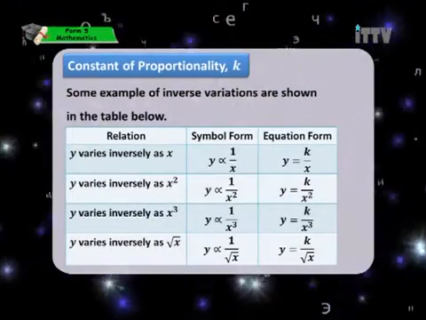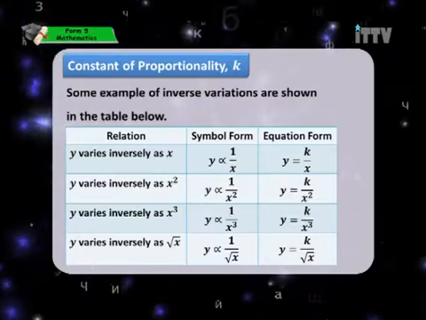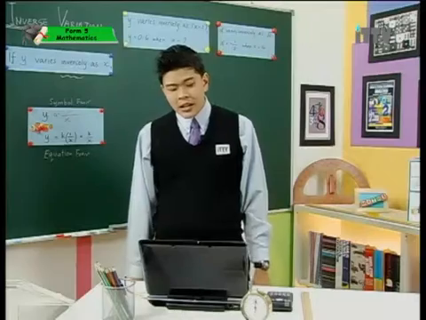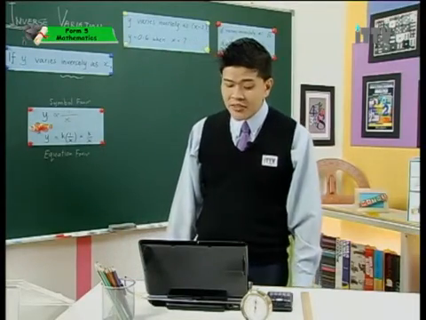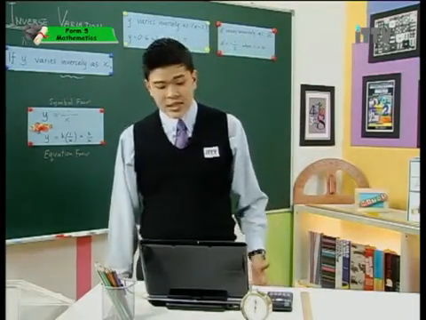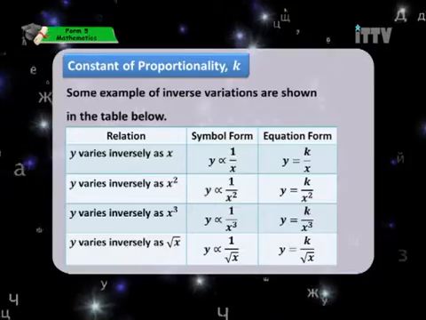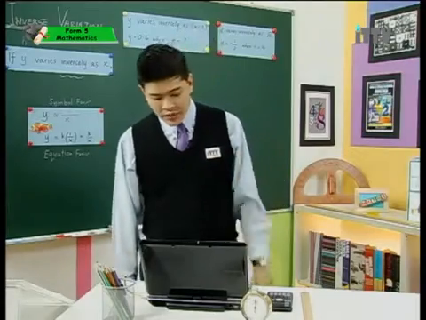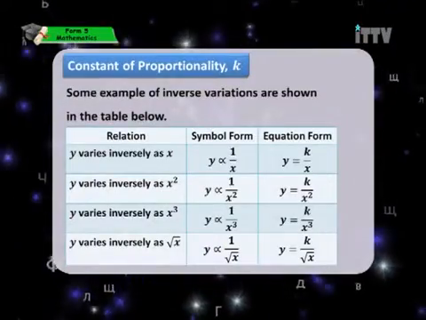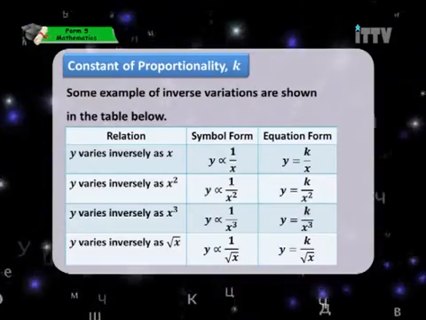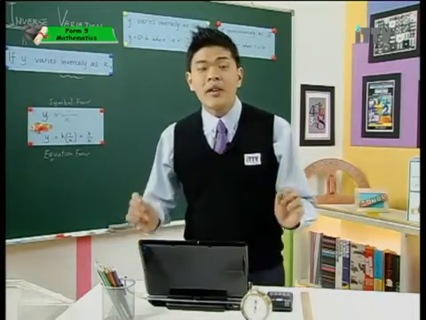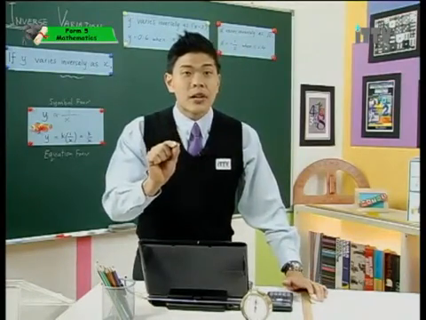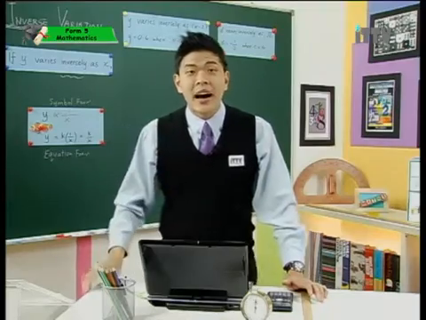Alright, now, some examples of inverse variations are shown in the table below. So take a look at this table. The first relation is y varies inversely as x. And remember, symbol form, y varies 1 over x. The 1 over must always be there to denote inverse variation. Equation form, y equals k over x. And where does that k come from? Every time you change it to equation form, you multiply k, which is a number that you are about to find, with that other quantity.